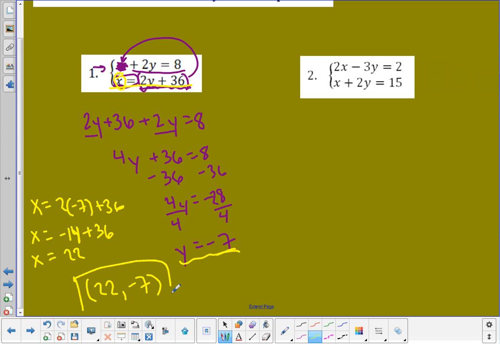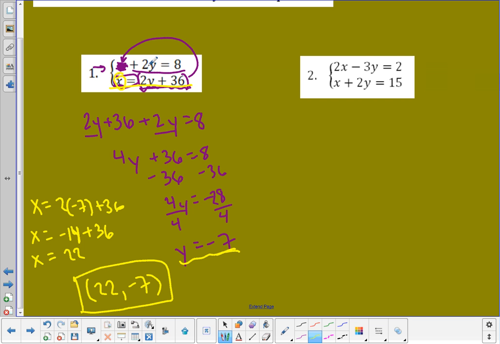That is substitution. So a big piece of it is the same, all this stuff at the end where we take the first value that we found, plug it back in, get the second value, get the second variable. It's just the starting points that are a little bit different, okay? So let's look at number 2. 2x minus 3y is equal to 2. x plus 2y is equal to 15.